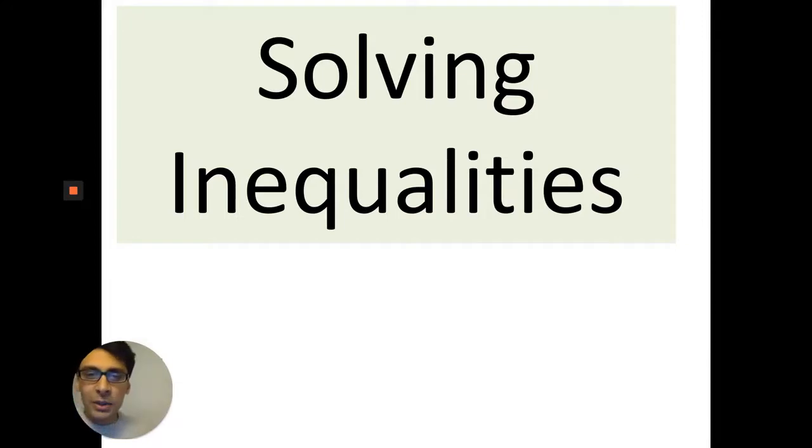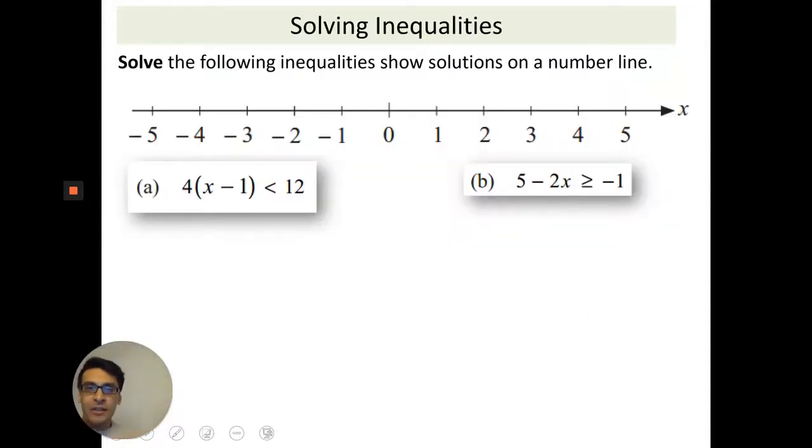We're going to do solving inequalities. We're going to start with the basics, so make sure you have that as your title. First thing we're going to look at is solving these two questions here. You'll notice they just look like equations, and the question is to solve them and show the solutions on the number line.